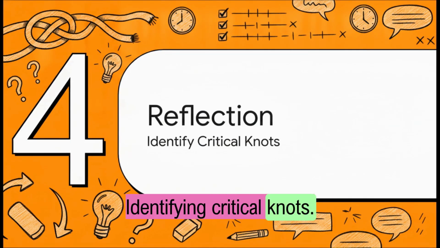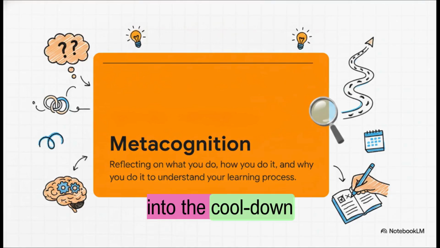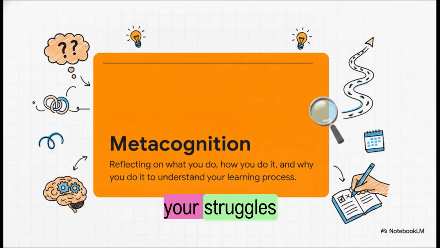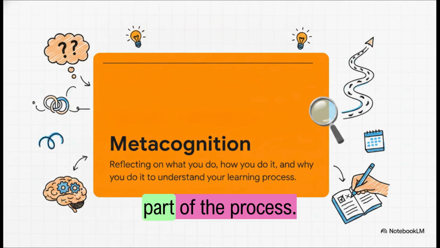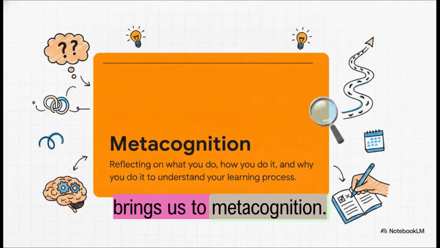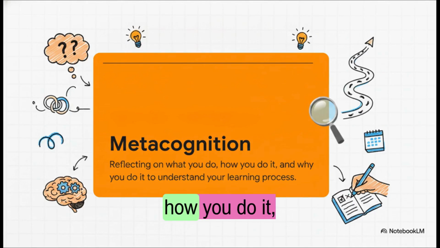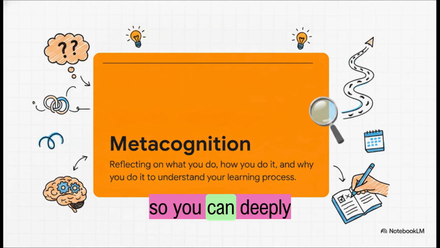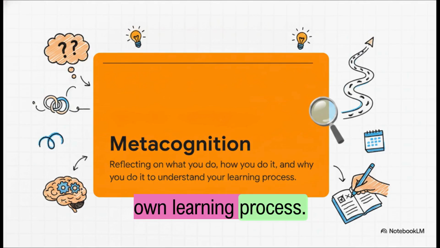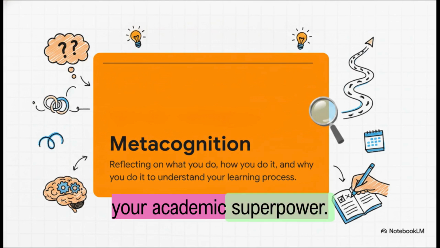Identifying critical knots. As we glide into the cool-down phase of this explainer, I want to emphasize a core philosophy of active learning. Recognizing your mistakes and your struggles is a vital, totally expected part of the process. This brings us to metacognition. Metacognition is simply reflecting on what you do, how you do it, and why you do it, so you can deeply understand your own learning process. Think of it as your academic superpower.